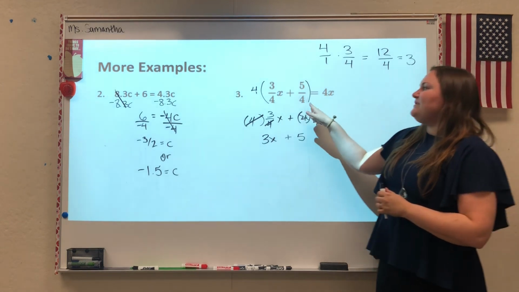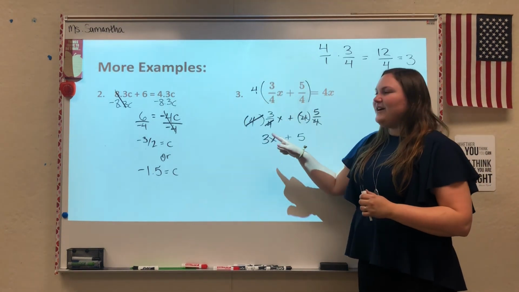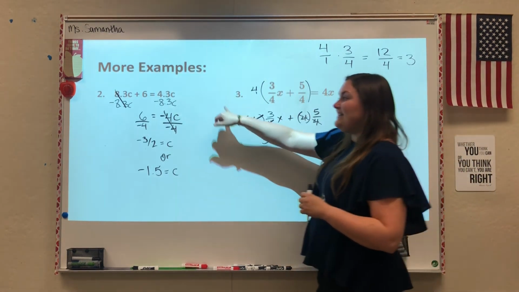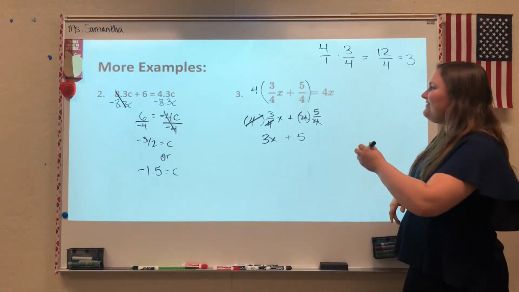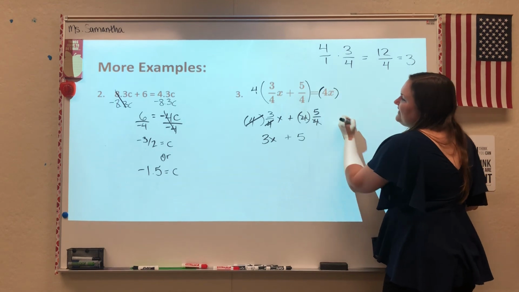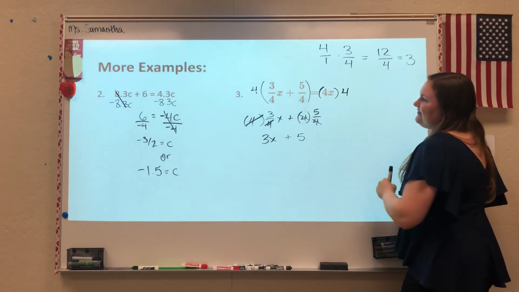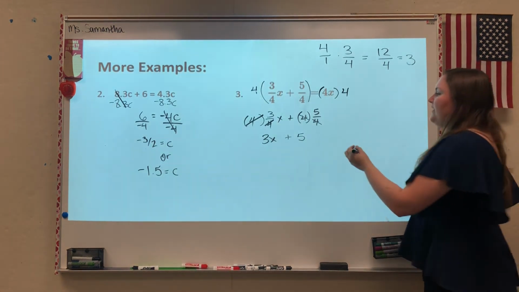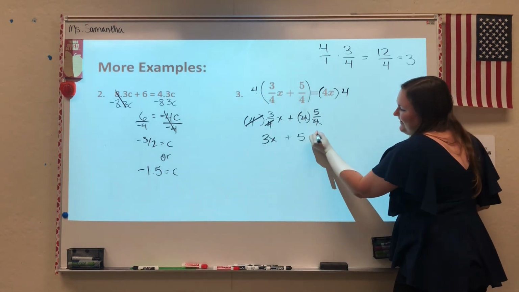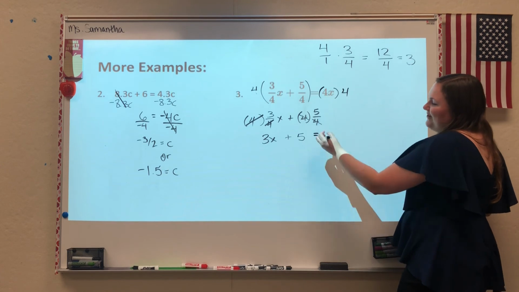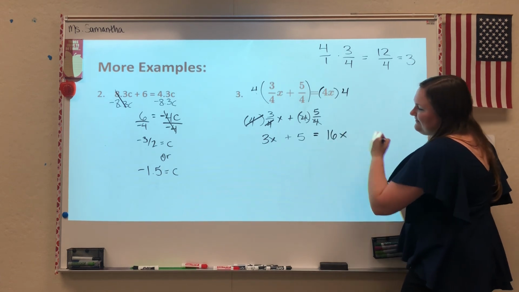Now notice I multiplied this side of the equation by 4. Remember, same as all these other ones we've done. If you're doing something on one side, you've got to do it on the other side. So we would want to come in here on the other side and multiply this side by 4 as well. So after we multiply this side by 4, I've got 3x plus 5. After we multiply this other side by 4, you're going to have 16x.